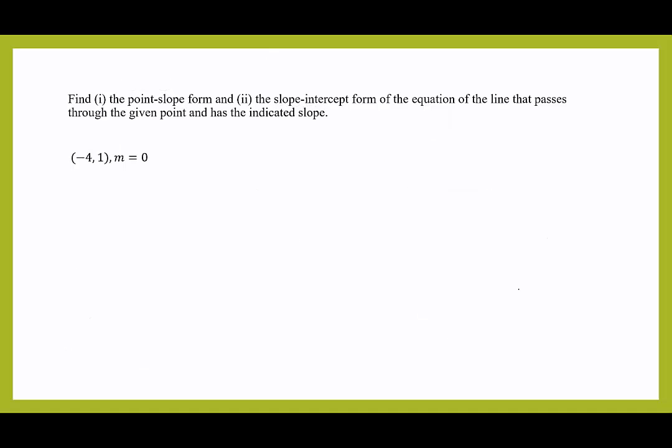How about this example? So here we have the point (-4, 1) and the slope of 0. Wait a minute, slope of 0? That's a special kind of line. What kind of a line has a slope of 0?